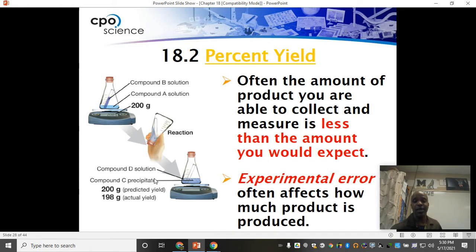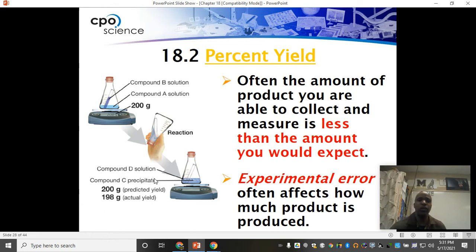Now, this next concept is what's called percent yield. Percent yield is going to give us a real measurement of how much you can actually make, like how much cake you can make based on the amount of groceries you went to the store to get to make your cake.